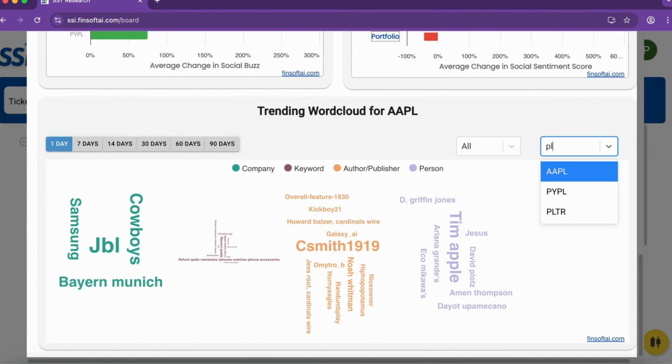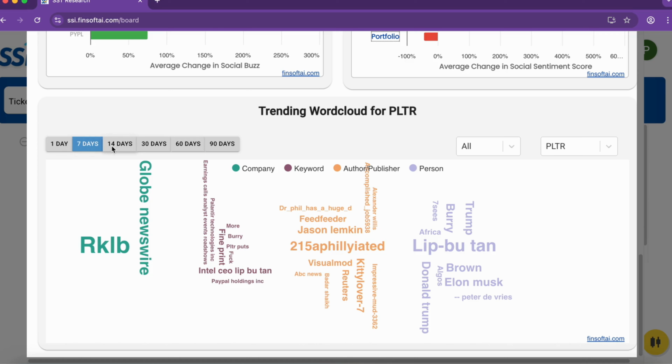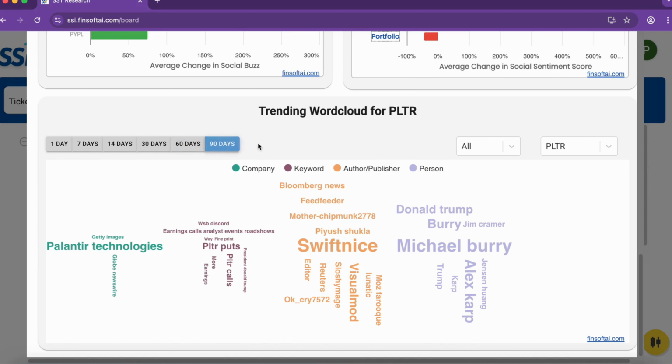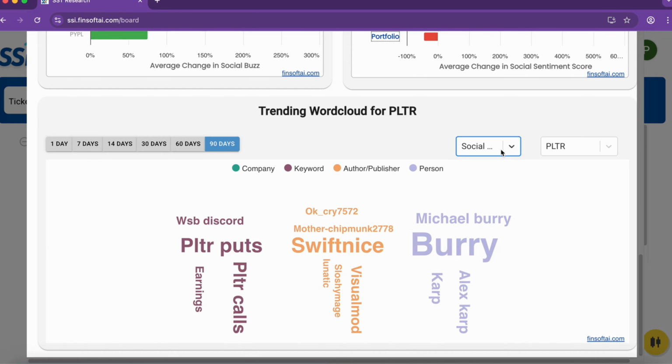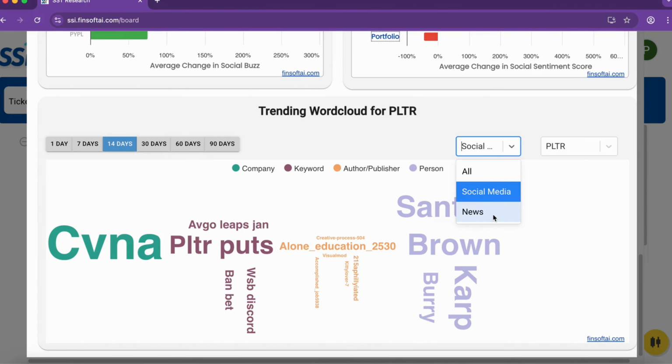The word cloud surfaces the top narratives, and specifically the keywords and influencers shaping market sentiment, from earnings to inflation to global events. It helps you understand why markets are moving, not just how.